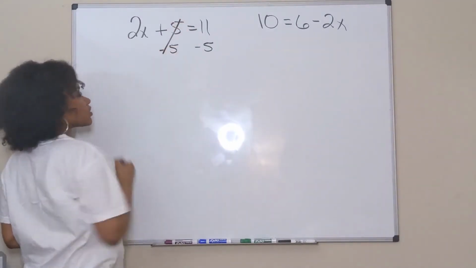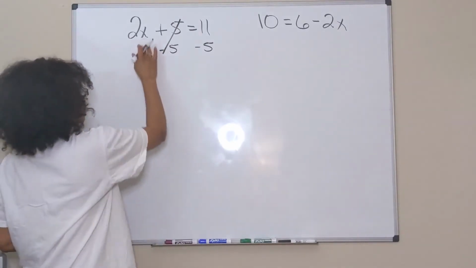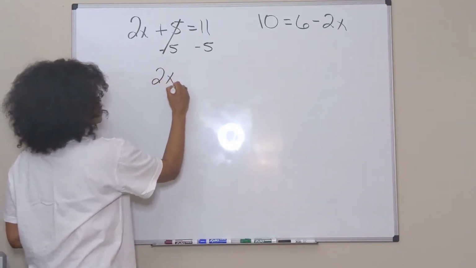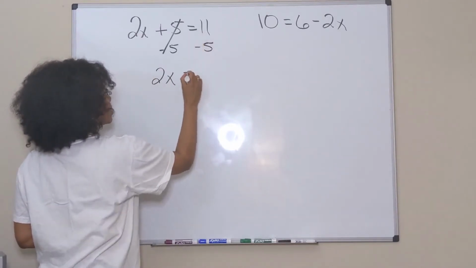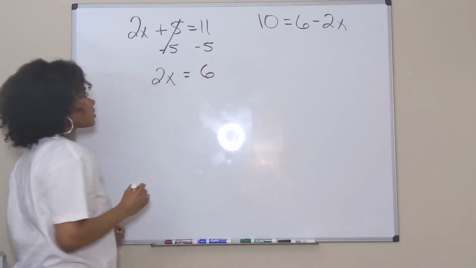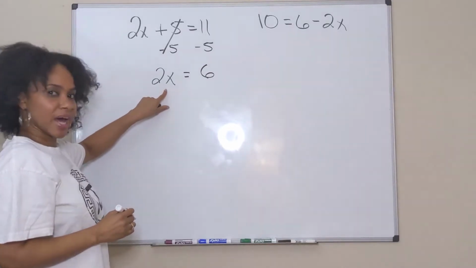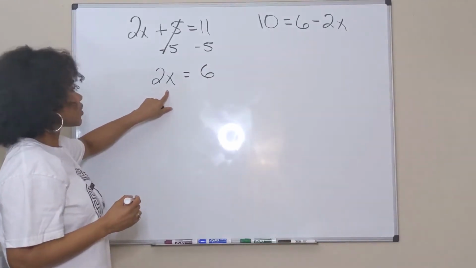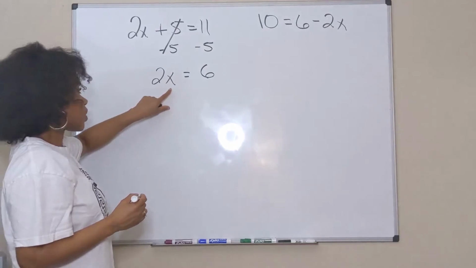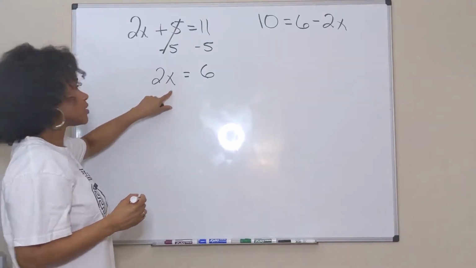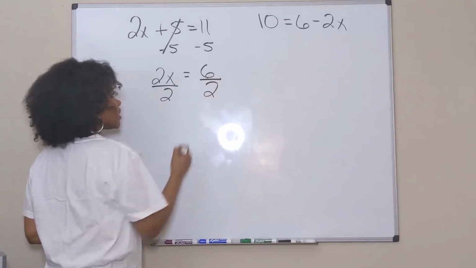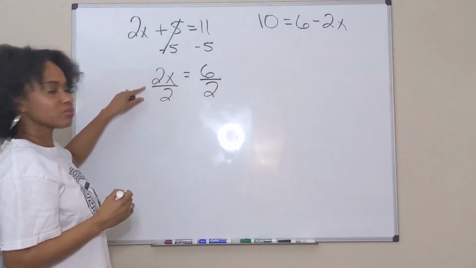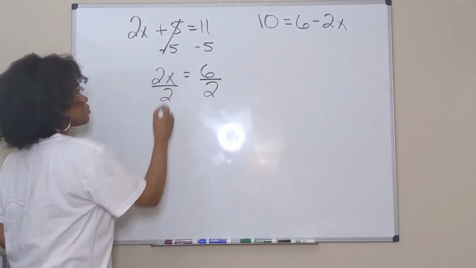My 5 will cancel out on my left-hand side. I bring down 2x. 11 minus 5, bring down my equal sign, equals 6. Now I have 2 times x. The inverse of multiplication is division, so I want to get my variable by itself. I'm going to divide by the number that is next to my variable, in this case a 2. So I'm dividing both sides by 2.